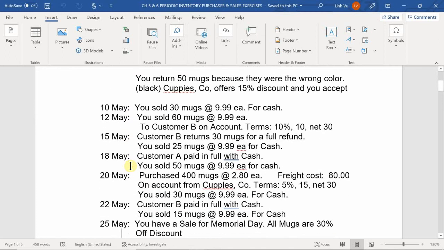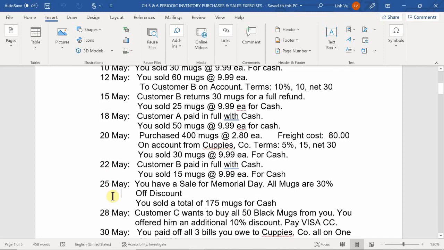And then lastly, I made a purchase of inventory on May 20th. I purchased 400 mugs at $280. No changes, no returns or anything here. However, I was also given terms here as well: 5%, 15, net 30. Now, if I'm making a payment as of May 30th, did I make the discount due date period? Yes, you did. That means I have to take a 5% discount for the batch that I purchased on May 20th.